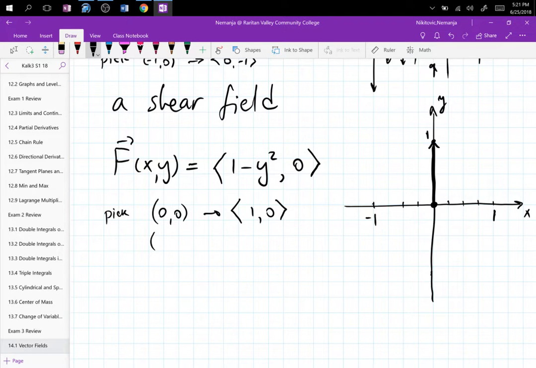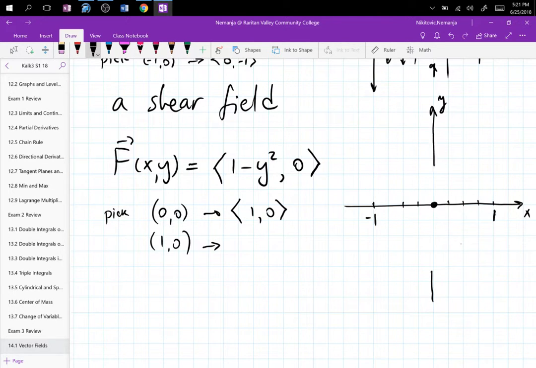Now let's pick a different value. Let's pick 1, 0. If you pick 1, 0 and you plug the values in, what do you get? You don't get anything. 0, 0. Isn't that first vector supposed to be... Oh, wait. 1 minus... wait, hold on. Yeah, I have the vector backwards over here, guys.